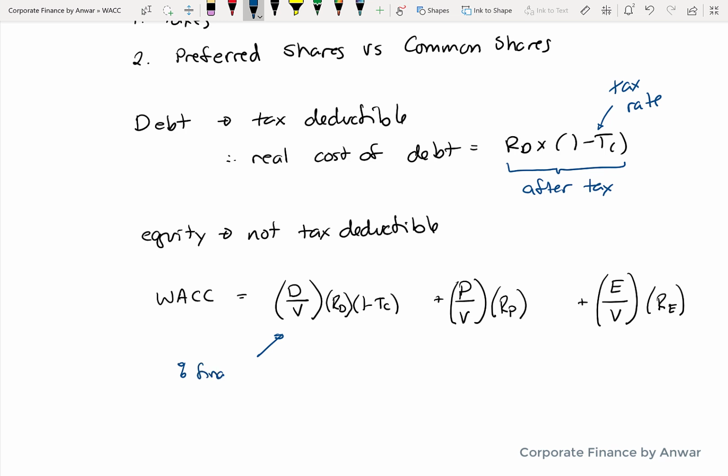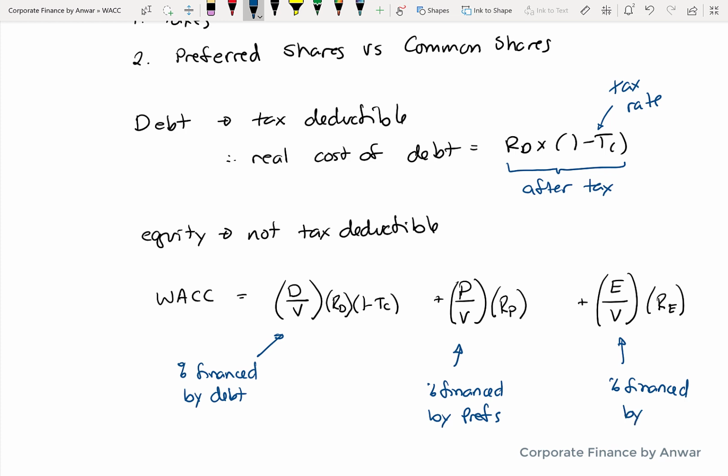So important thing to note here is that RP and RE are going to be different. They're both equity, but the shareholders have different expected returns. So each of these, when you take the percentage of the company that's financed by that type of capital and multiply it by that rate, and you combine it all together, that's going to give you your total weighted average cost of capital.